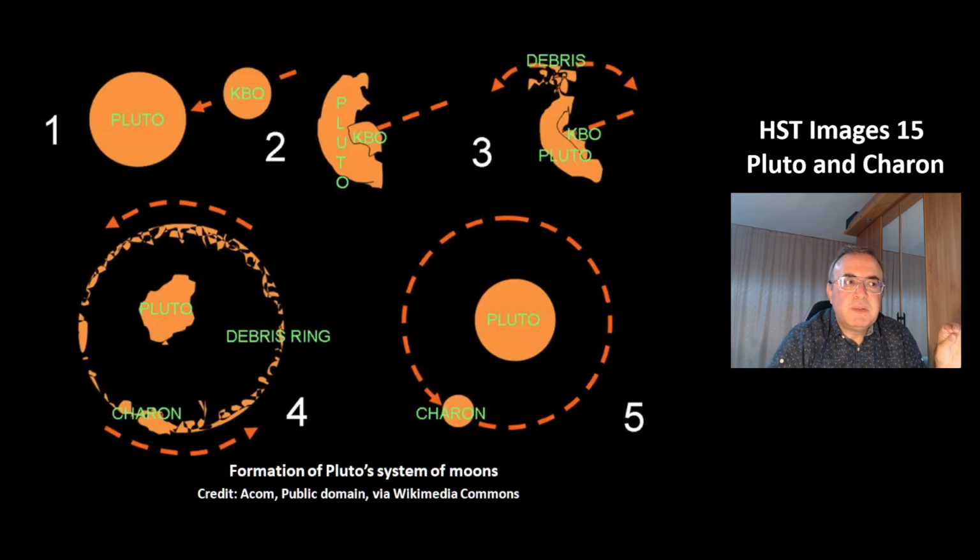This is how the system of moons of Pluto was formed. It's similar to the formation of the Earth and its moon. Pluto was hit by a Kuiper belt object, and that produced a debris ring. And the debris ring emerged into today's moon Charon and other moons.